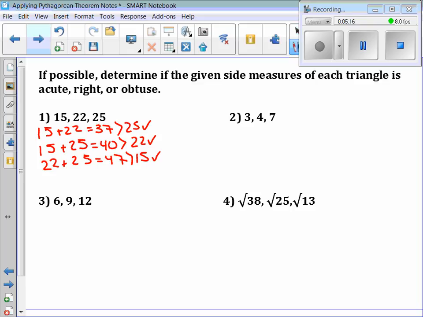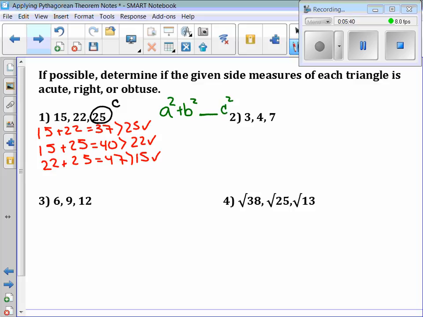Step 2 is identify which is your largest side. So 15, 22, 25. Which one is the largest? We know that is 25. That is going to be your C in Pythagorean theorem. Pythagorean theorem, a squared plus b squared. Leave a blank because we don't know if it's equal to, greater than, or less than.